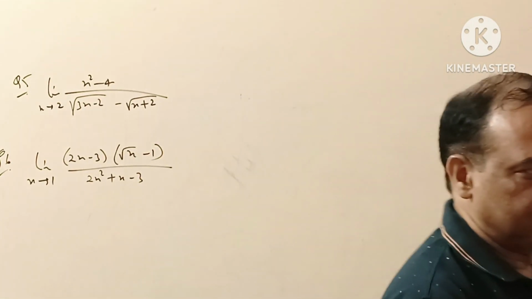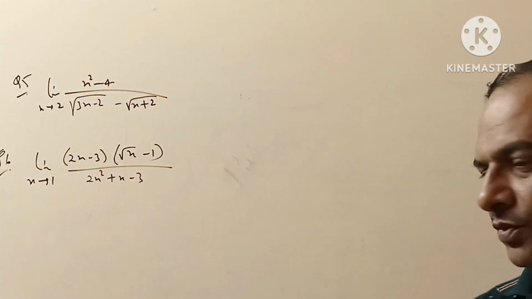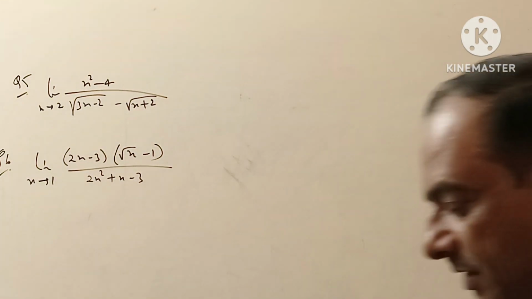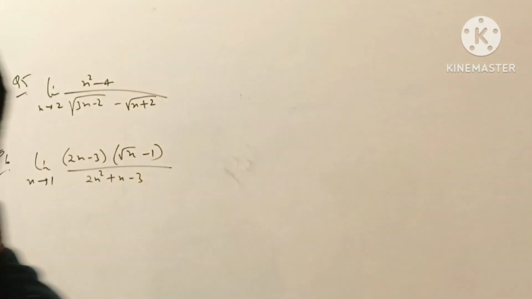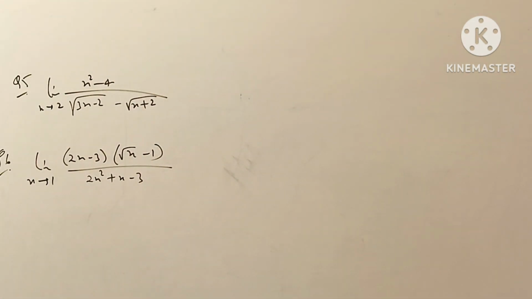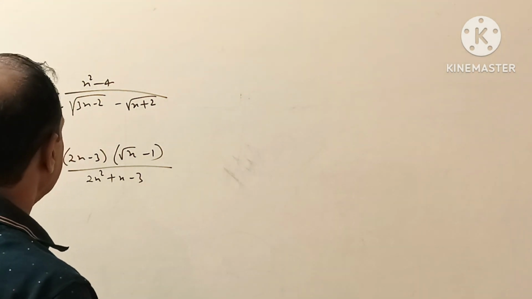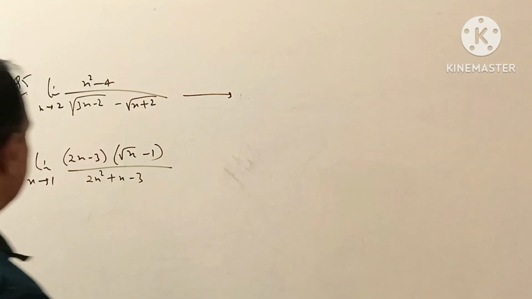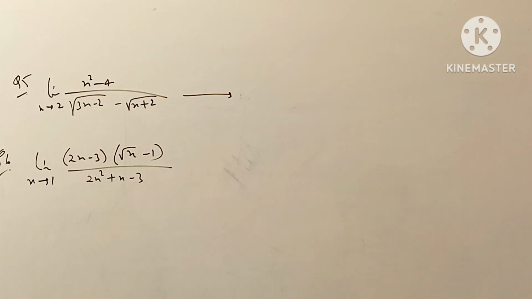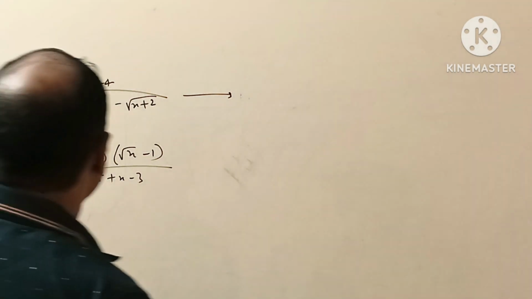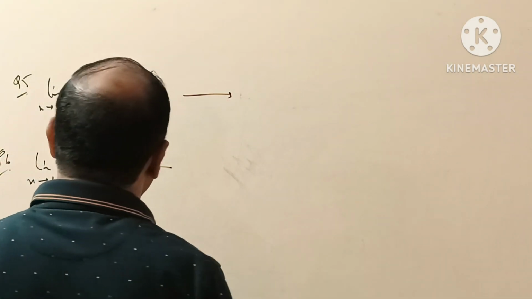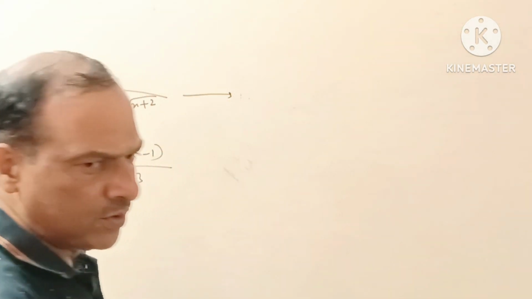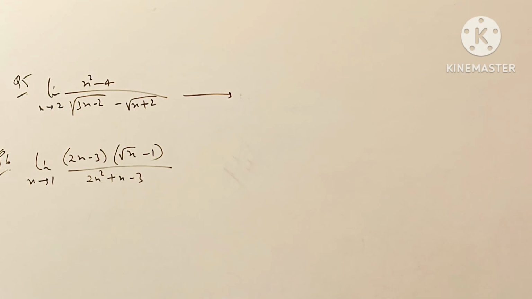These are some more questions we can do for the limits, and there are many more questions for the limits, but just go with the starting first. This is x square minus 4, and in the denominator, under root 3x minus 2 minus under root x plus 2. Now here I am directly applying the L'Hospital rule. I am not using any of the other methods.